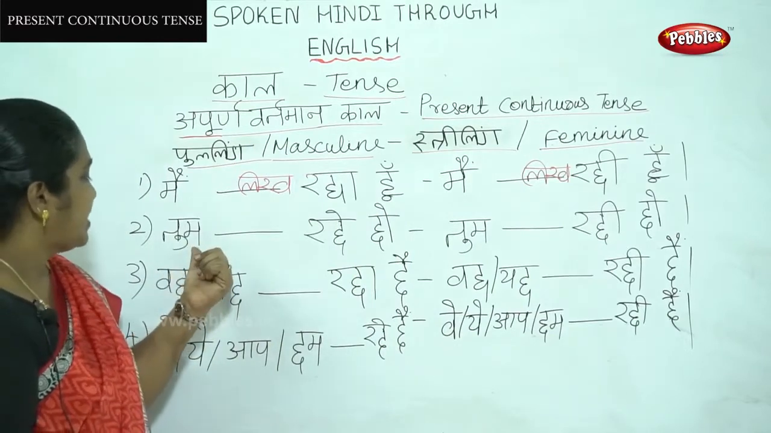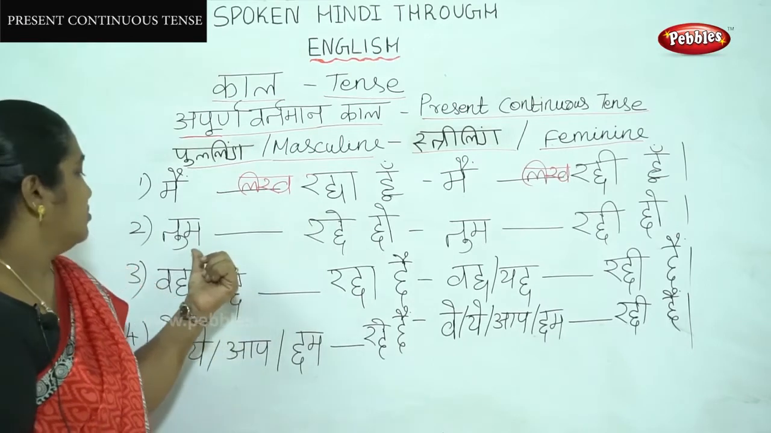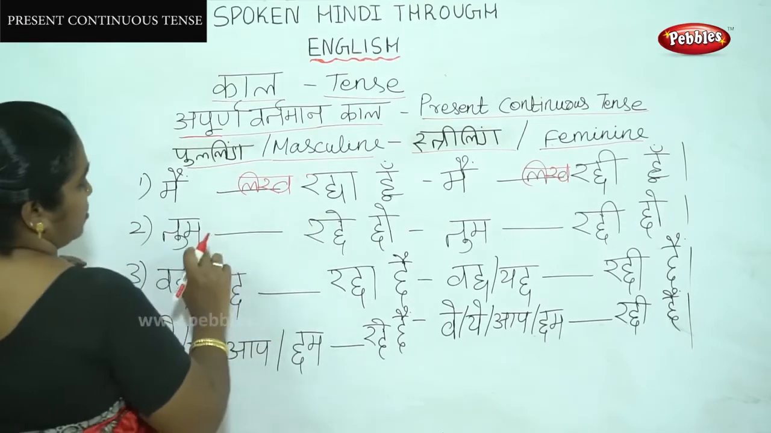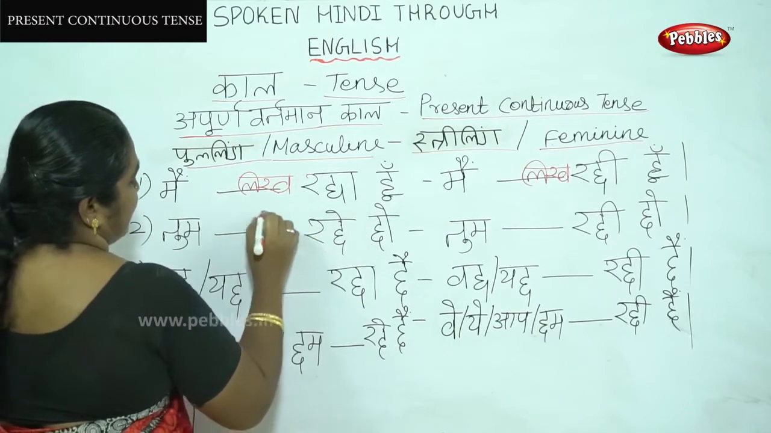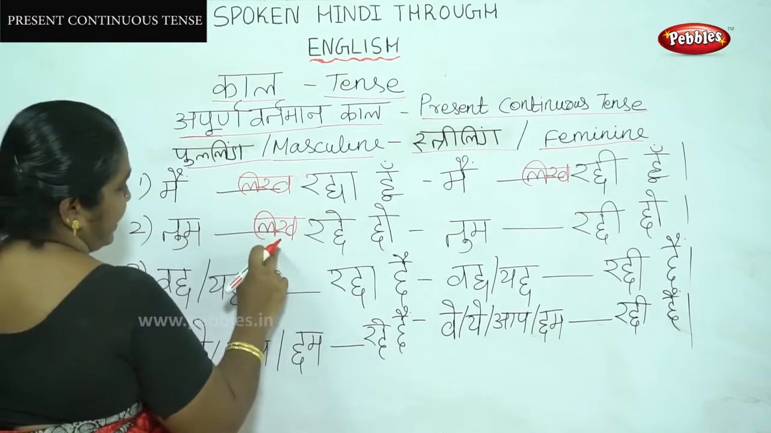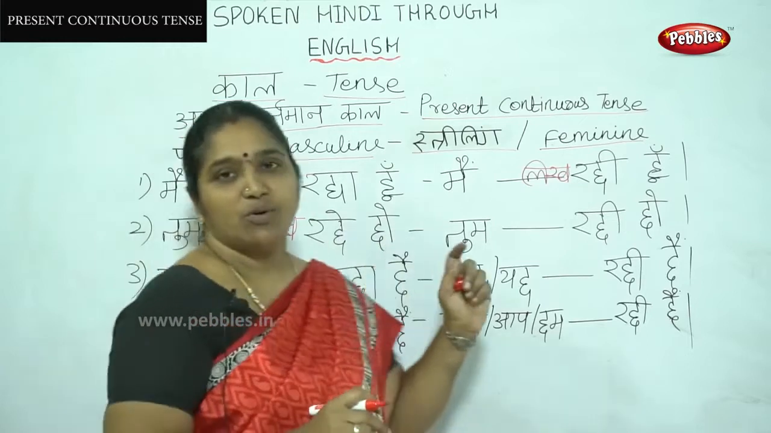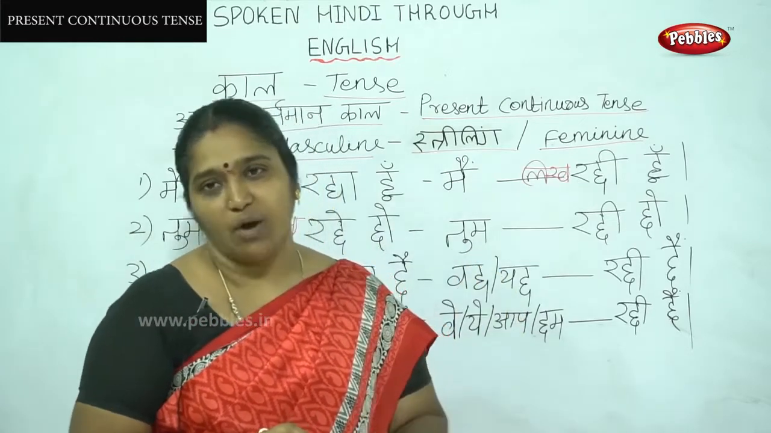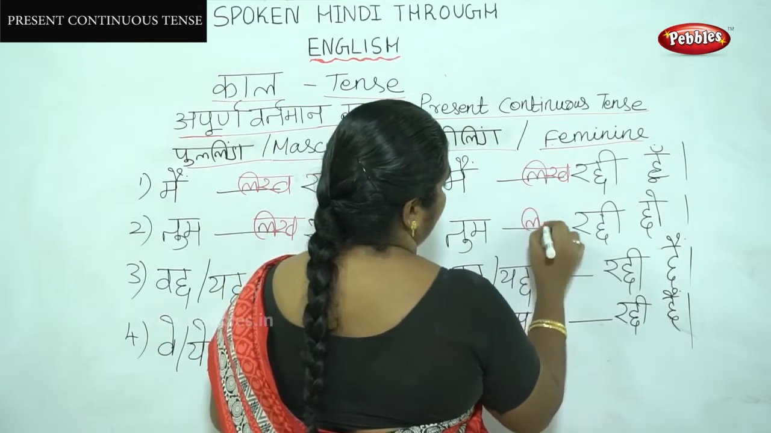Then we go to the second person. Here the second person in English is you, and in Hindi it is tum. Tum dash rahe ho. Here we can put likh. Tum likh rahe ho. You are writing now. Same here, likh.